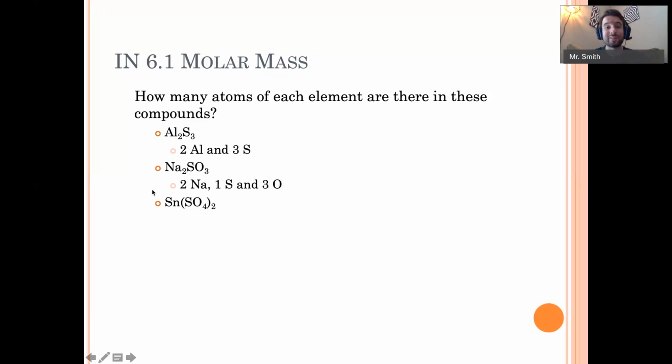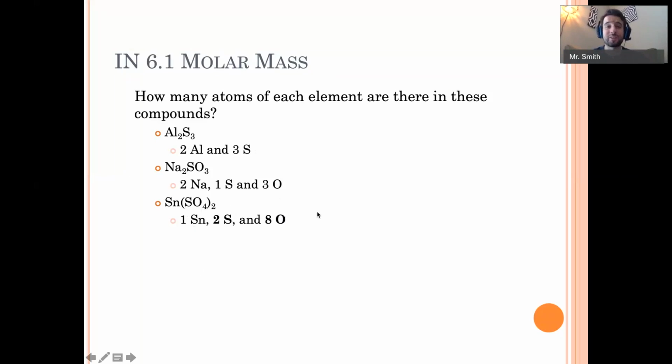People get tripped up on this last one though, because this 2 you have to factor in. So you'll have one tin, one Sn, but then you'll have two of these sulfurs because you have to factor it in there. And then instead of having four oxygens, you have four oxygens times 2, so that's a total of 8 oxygens. So yeah, this one's kind of tricky. You have one tin, two sulfurs, and 8 oxygens.